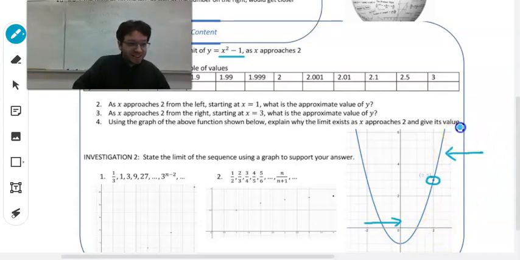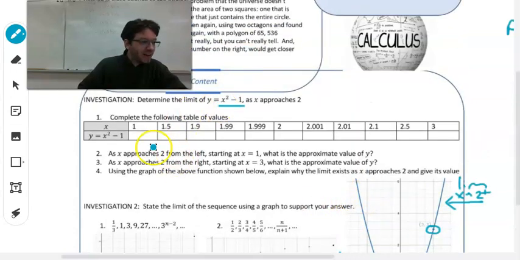We usually write this as the limit as x approaches 2 from the right. We put a little plus sign. And this is the limit as x approaches 2 from the left. We put a little negative sign. So coming from the left first, let's try the function at 1, so a number that's smaller than 2. And if we just sub in 1 for x, we get 1 squared minus 1, which is 0. If we do 1.5, well, 1.5 squared minus 1 is 1.25.